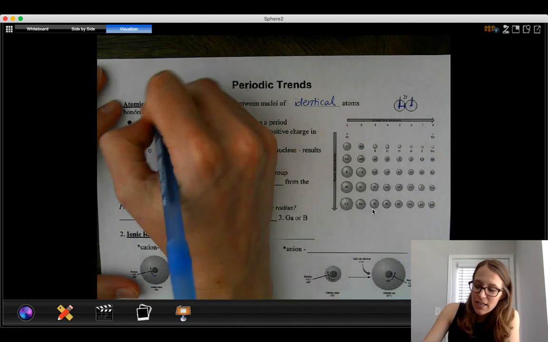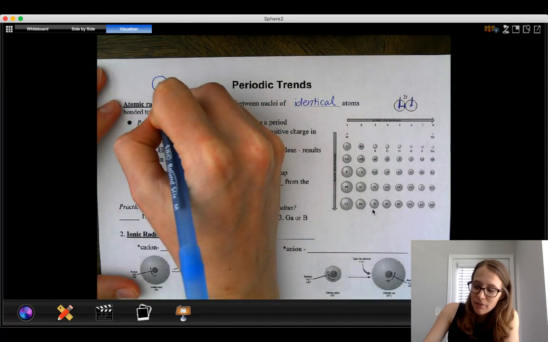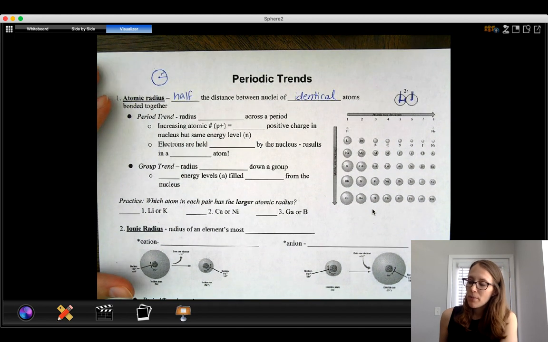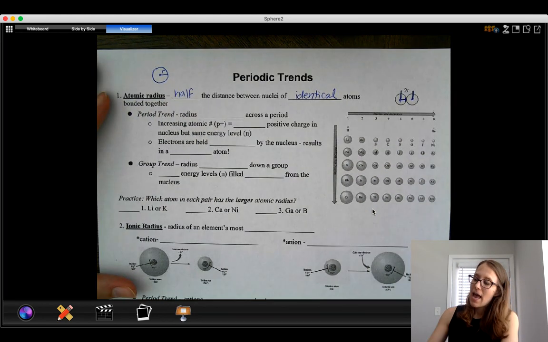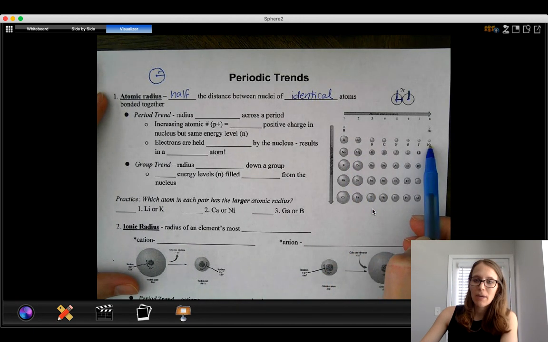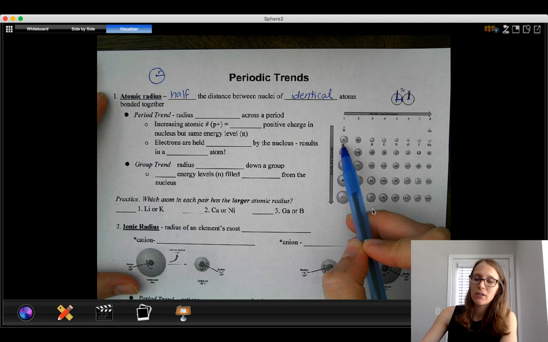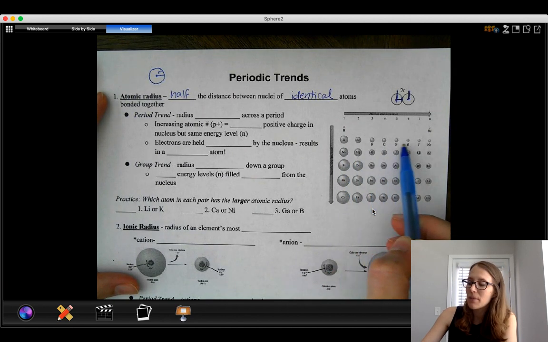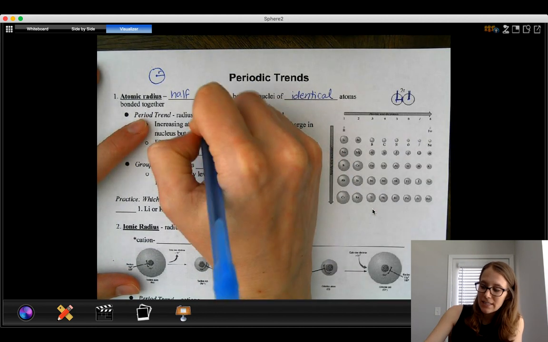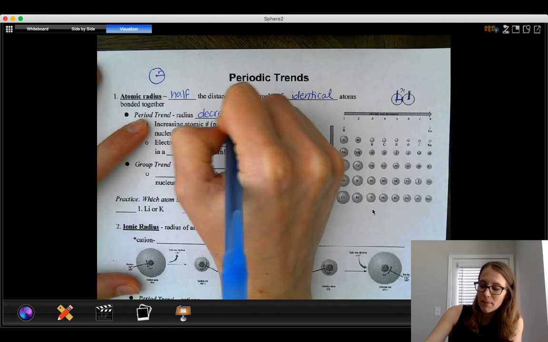Again, really, it's just the idea of if I have an atom, from the center to the edge is the radius. For the periodic trend that we see, as we move from left to right across the periodic table, if you look at this picture, you'll notice that there's a pattern. On the left side, it's bigger, and then as I move to the right, the atoms become smaller and smaller. So our periodic trend: the radius decreases across a period.